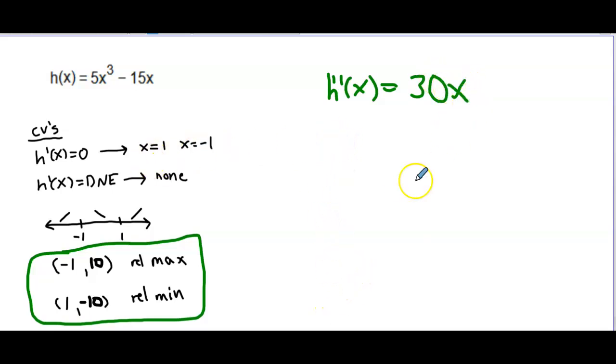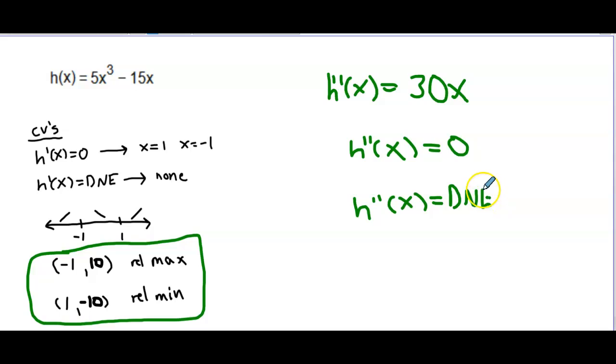And similar to how we found the critical values, we're going to decide what values of x make my second derivative equal to 0. And then we should also consider if there's any values of x that make the second derivative not exist. Now in this case, again, the second derivative is just a polynomial. It's a line, 30x. There's no values of x that are going to make that not exist. So we don't have to worry about this. But we do have a single value of x where the second derivative equals 0, and that's x equals 0.